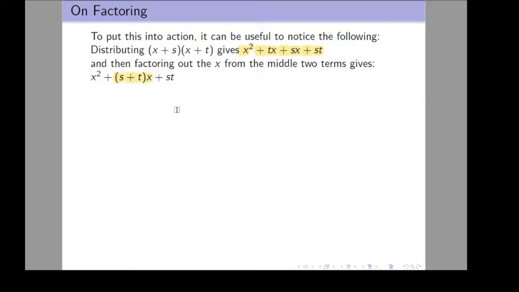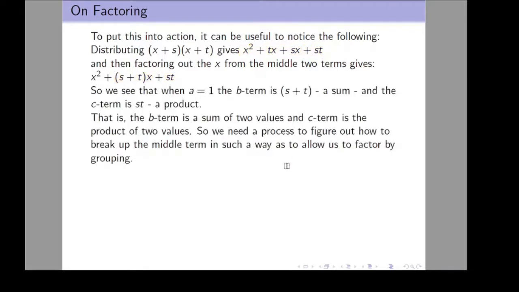Okay, so what this kind of demonstrates, and this would be true even if I had a different value out in front of the x squared, is that the middle term here, that's normally my b term in ax squared plus bx plus c, is the sum of two numbers, s plus t, while this last term is the product of two numbers, s times t. And that's going to kind of form the basis of what we're doing. We're going to be looking for two numbers that add up to a certain number, and at the same time multiply together to be another number that we'll know.